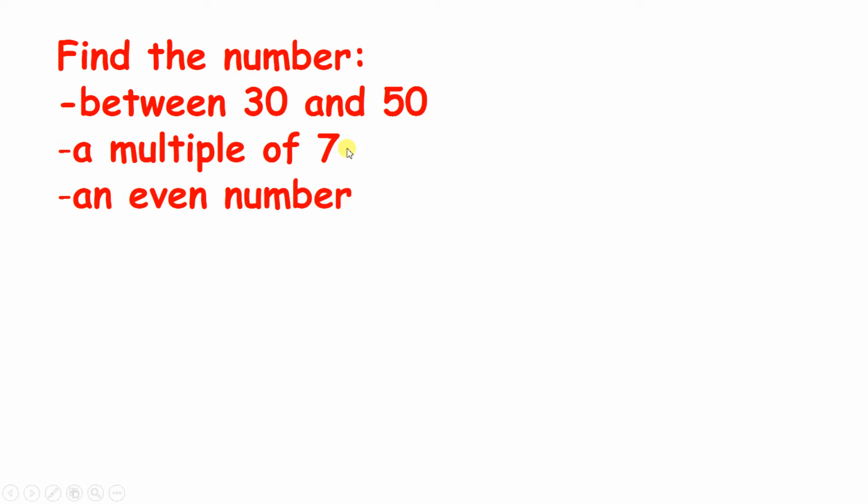But the next multiple of 7 after 35 is 42. And 42 is still between 30 and 50. It's a multiple of 7 because it's in the 7 times table. And it's an even number because it has a units digit of 2. So our number must be 42.